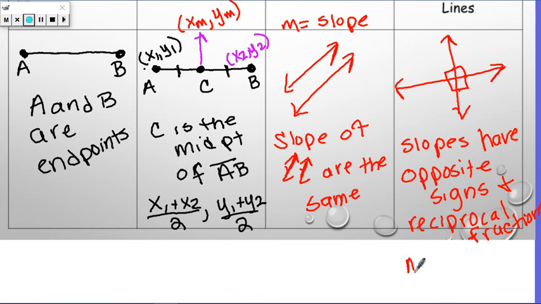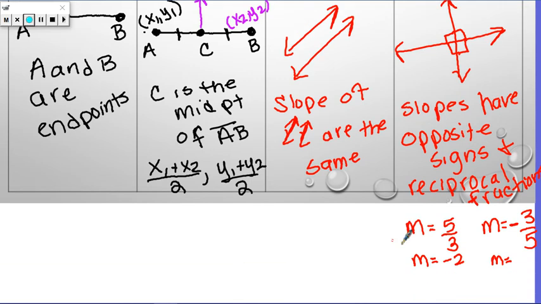So if I have one slope that's 5/3, if I wanted to find the slope of the line that is perpendicular to it, then I would change this plus to a minus, and then I would take the reciprocal, which means to flip the fraction, and you got it. If this was a whole number, if I had -2, then I would change the sign, make it +2, and then I would flip this 2/1 to 1/2. All right, now let's keep going.